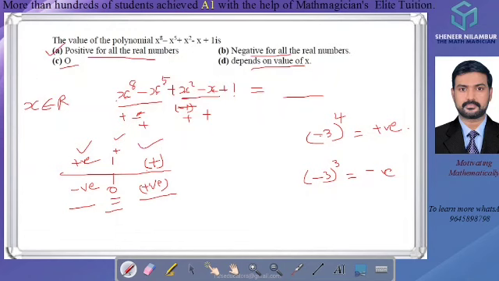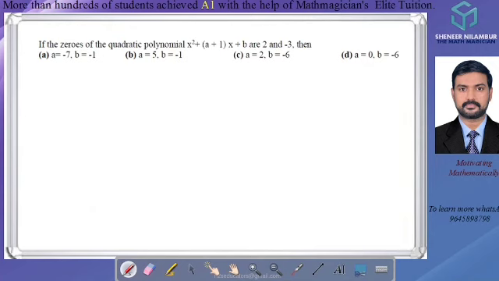So my dear students, today we discussed a few questions. Now we can go to the next question. If the zeros of the quadratic polynomial x square plus (a plus 1)x plus b are 2 and minus 3, then what is the value of a and b? That is the question. There are 4 options.